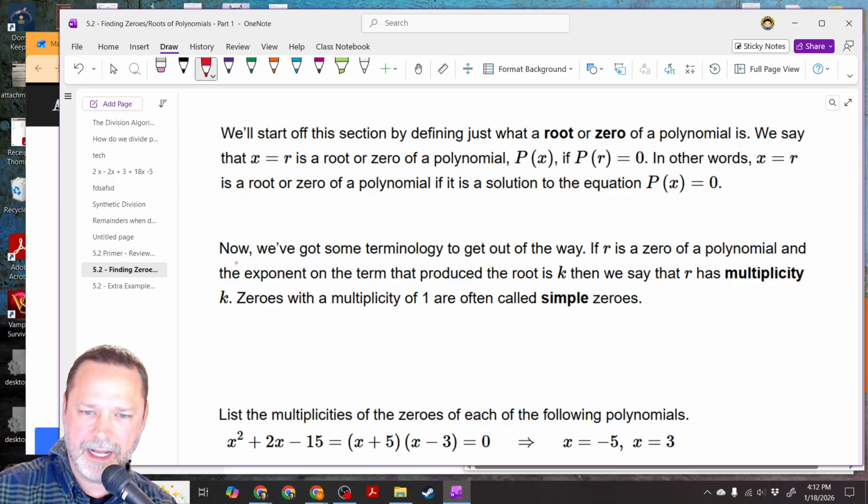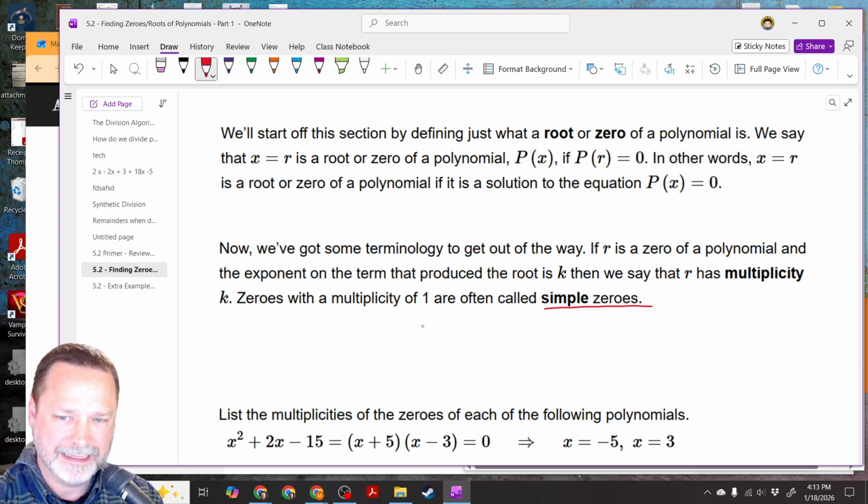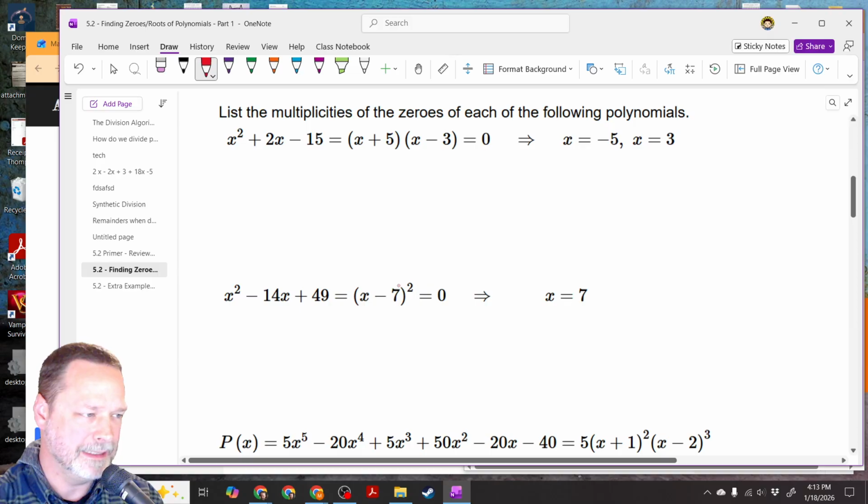Right here it says, now, we've got some terminology to get out of the way. If r is a zero of a polynomial, and the exponent on the term that produced the root is k, then we say r has a multiplicity of k. Zeros with a multiplicity of 1 are often called simple zeros. Okay, so let's go ahead and do some examples of these and it will become clear.